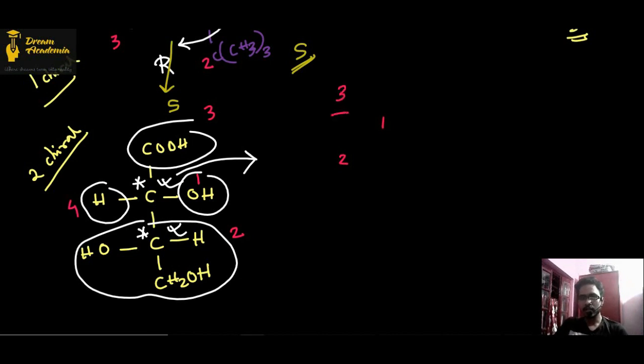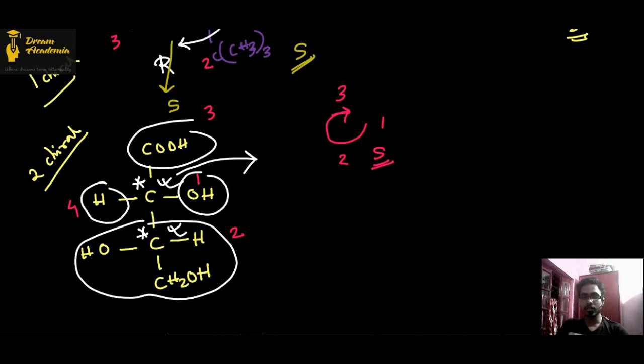So it will go this way, like this way. So what configuration does it become? It becomes clockwise. And since the lowest priority group H is not in the dominant position, it will become S. Change from R to S.